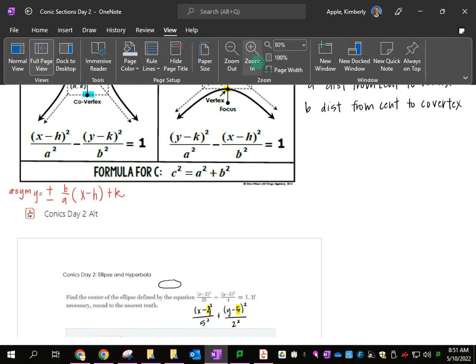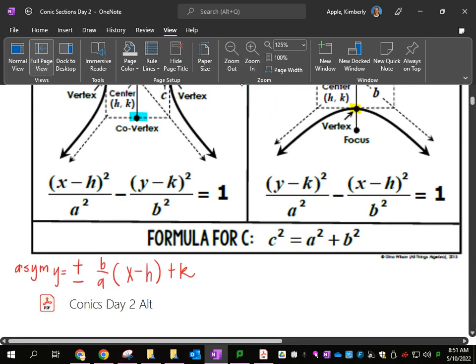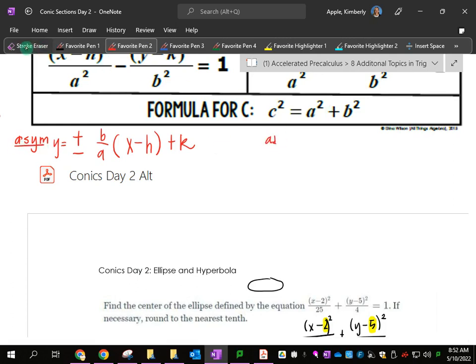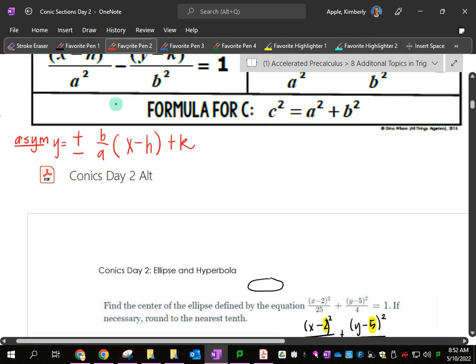Let me zoom in a little on that so you can see it. These are the asymptote equations. So the asymptote equations for these. Wait, that's for left and right? Yes, it matches what it's under.